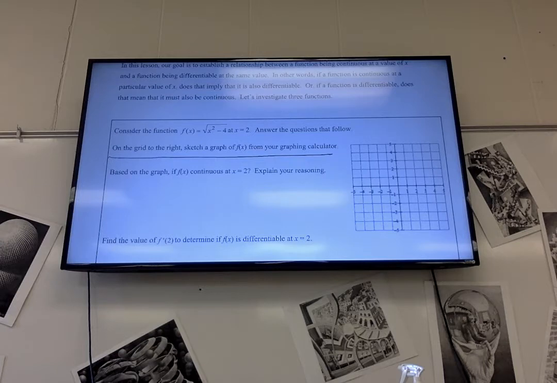It says from your graphing calculator, so I guess we can do that. Okay, good. So we go to our graphing calculator. We have the square root of x squared minus 4. Woo! That's kind of pretty.